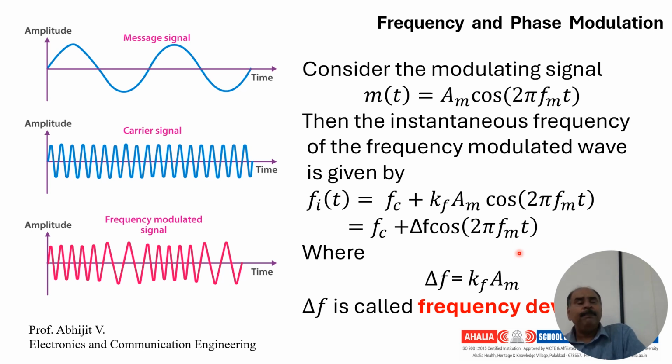pi Fm t. This term Kf Am is called frequency deviation. Delta f is the change in frequency or frequency deviation. It is defined by Kf Am. What is Kf? We'll see in the next slide. Am is the amplitude of the modulating signal. Define frequency deviation is a very common question in your question papers. You may need to answer that.